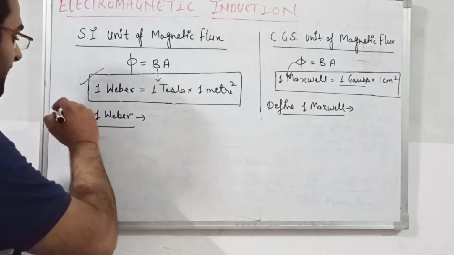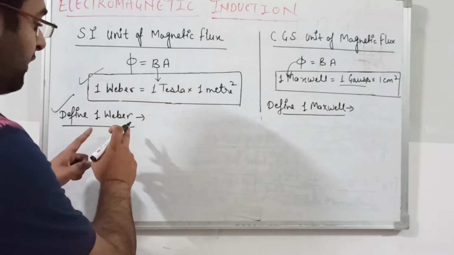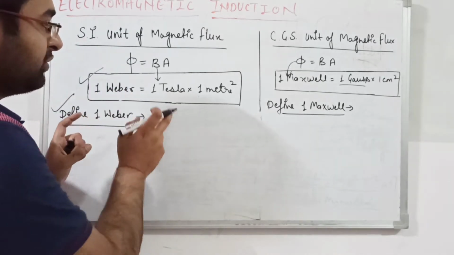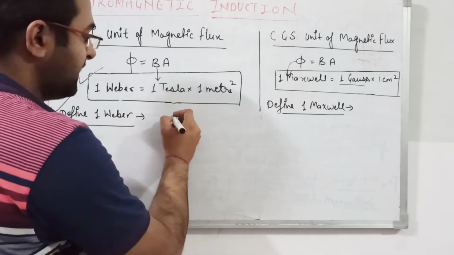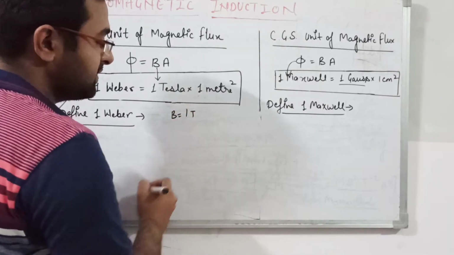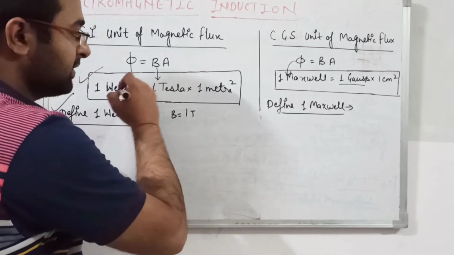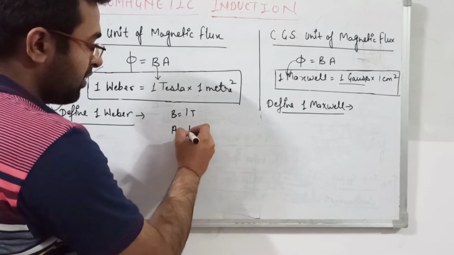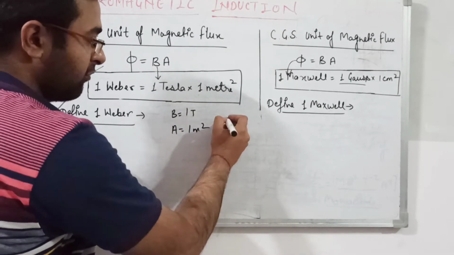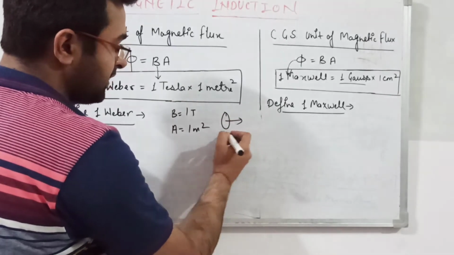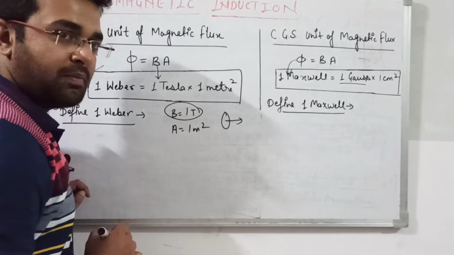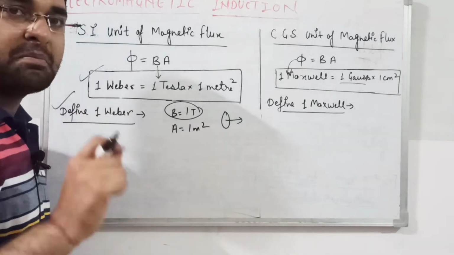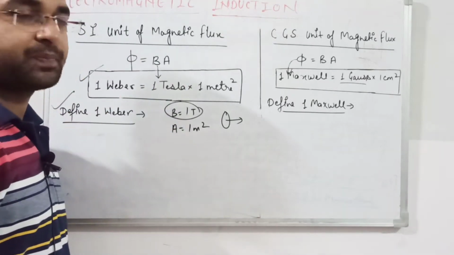How will we define 1 Weber? 1 Weber is the magnetic flux produced when a uniform magnetic field of 1 Tesla passes perpendicularly through the area of 1 meter square. 1 meter square के एरिया से 1 टेस्ला का यूनिफॉर्म मैग्नेटिक फील्ड जब पास होता है तो वहाँ पर 1 वेबर का मैग्नेटिक फ्लक्स प्रोड्यूस होता है.